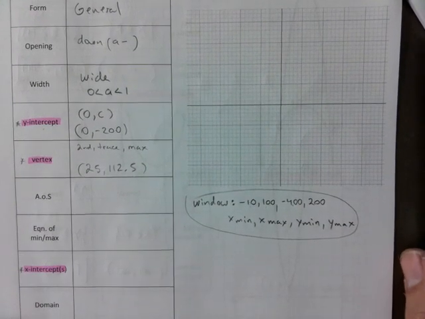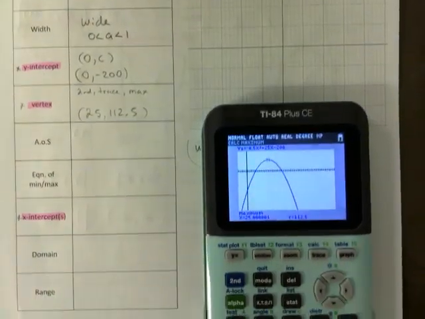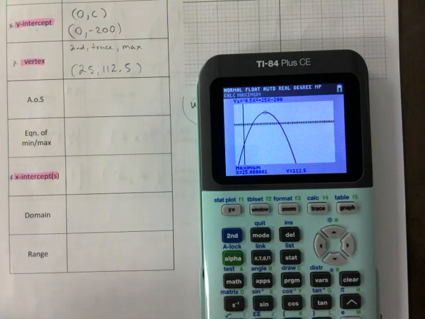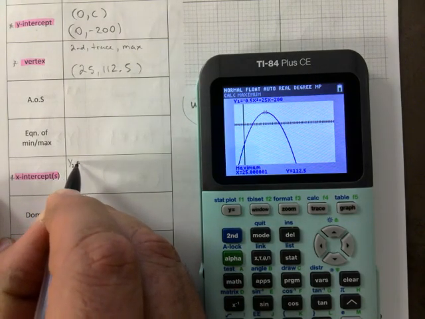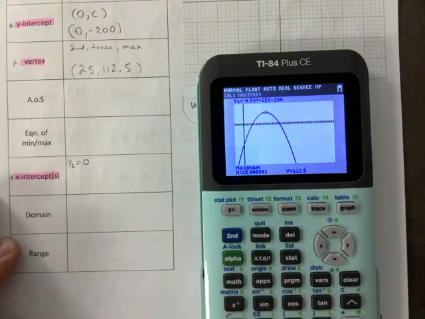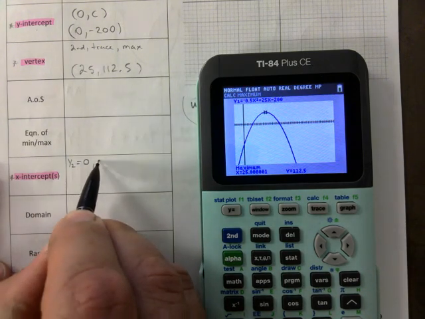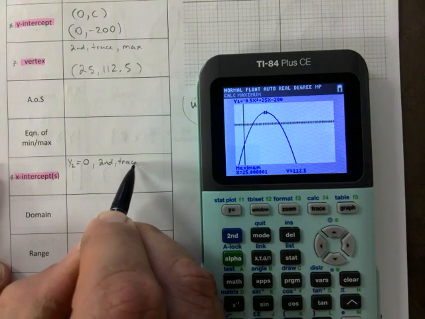Next, let's find the x-intercepts. This one is a little trickier, but you just go back in the notes. It will show you how to do that. I'm going to show you first. So what you do is you make y2 equal to 0, because that's a horizontal line along the x-axis. And then you're going to press second trace.